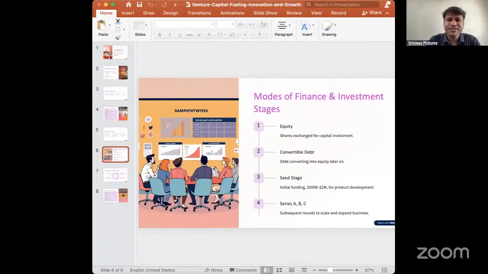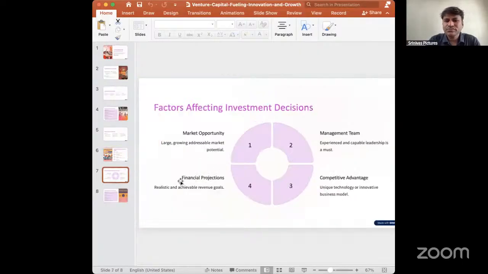So these are the different stages of venture capital investment.